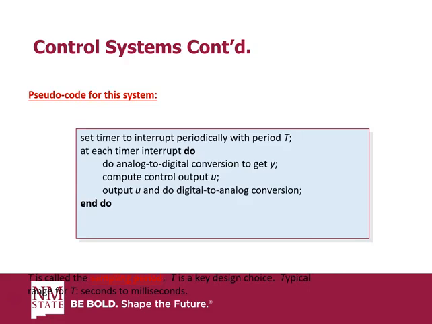This slide presents the pseudocode for a typical control system, illustrating the steps involved in its operation. Let's break down the code. The system starts by setting a timer to interrupt periodically with period T. This timer is crucial for ensuring the system operates at regular intervals. The core of the control loop is executed at each timer interrupt. First, the system performs an analog to digital conversion to get y. This converts the sensor's analog reading into a digital value that the system can process.